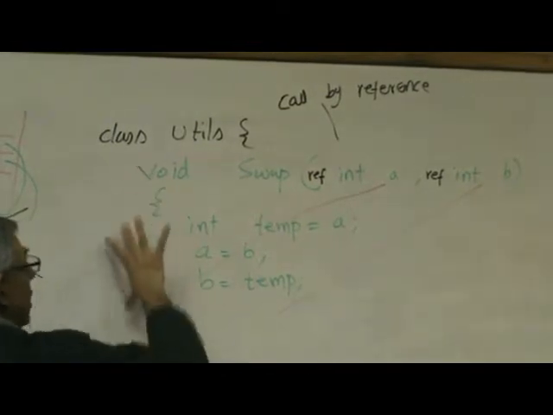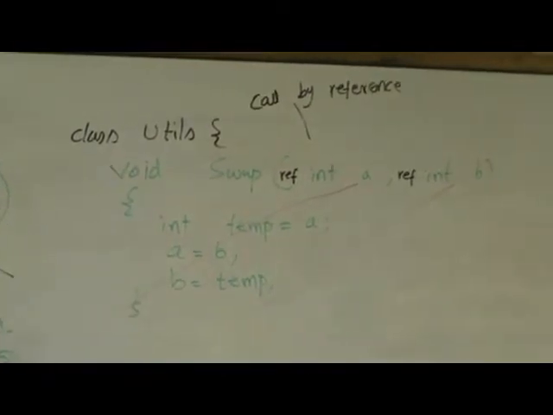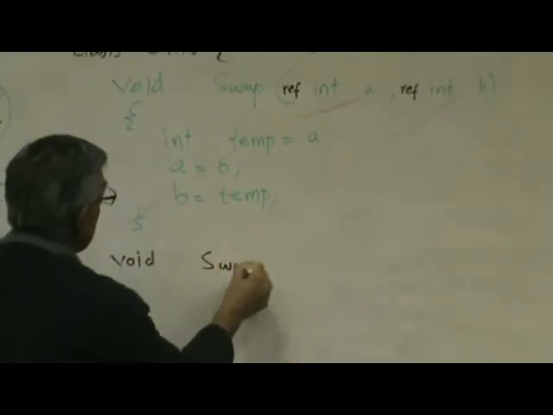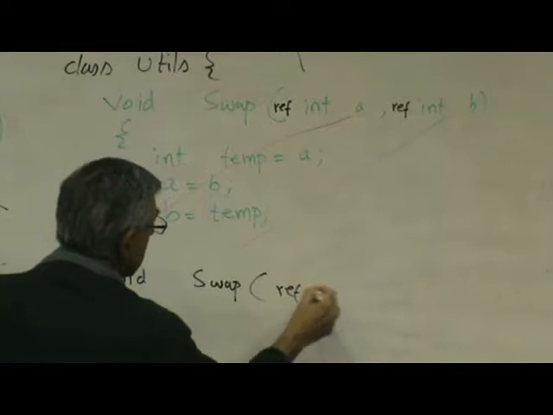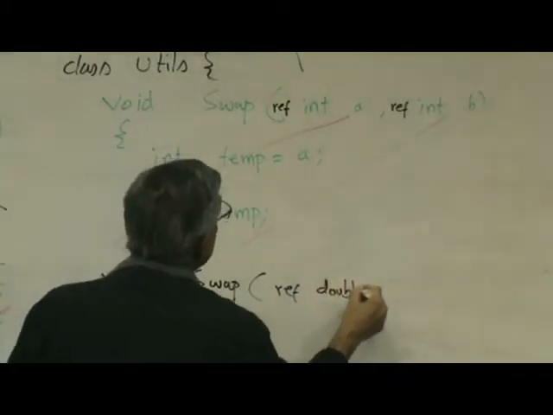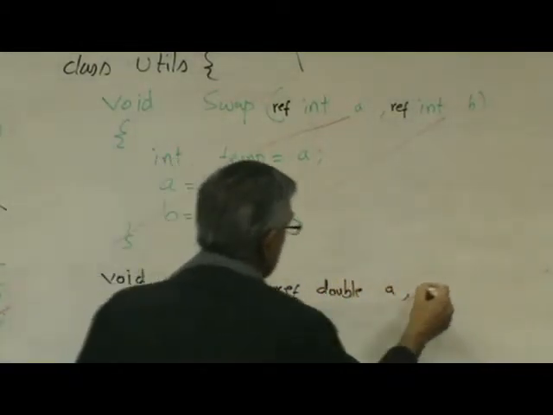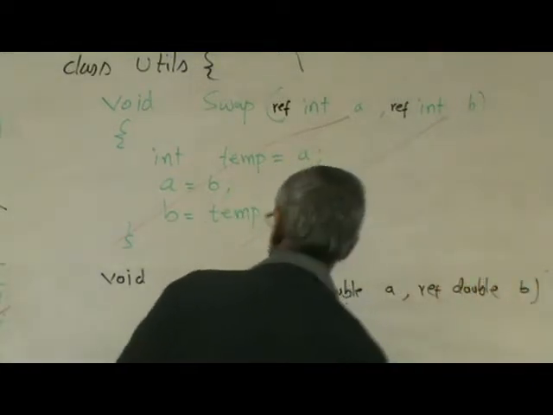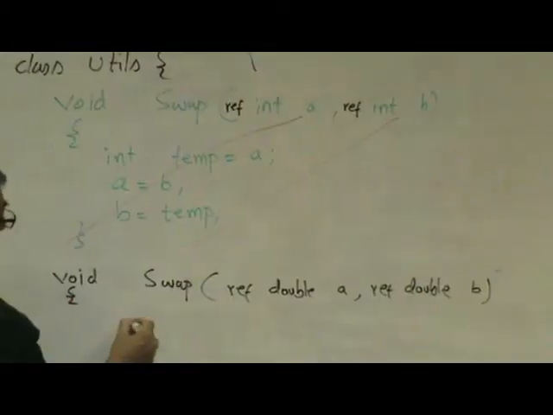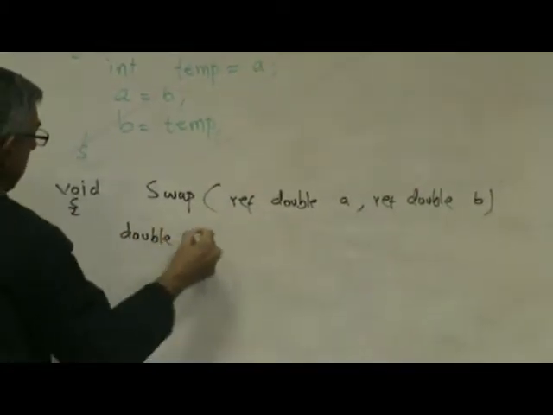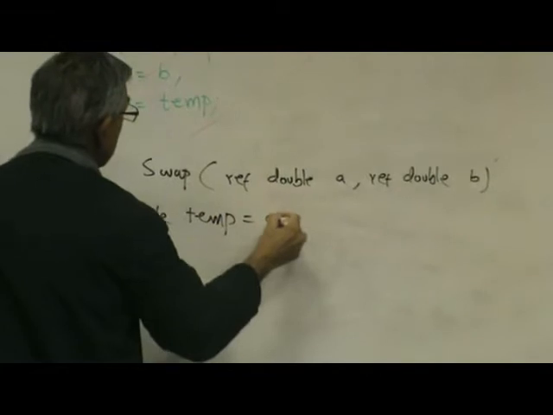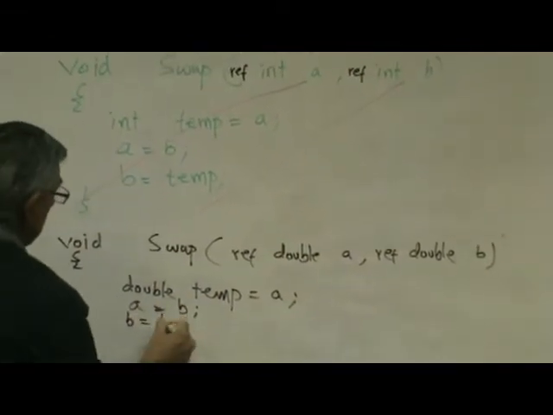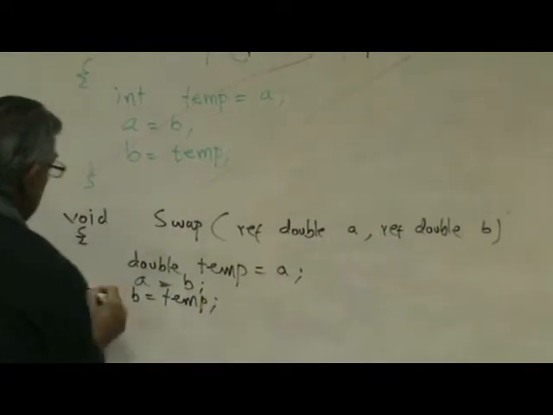So you'll copy from here to here, paste it again. Let me pretend we copied and pasted. And you will change this to what? Double. Let's say double A ref, double B. And now what will you say? Double temp equal to A, A equal to B, and B equal to temp, right?